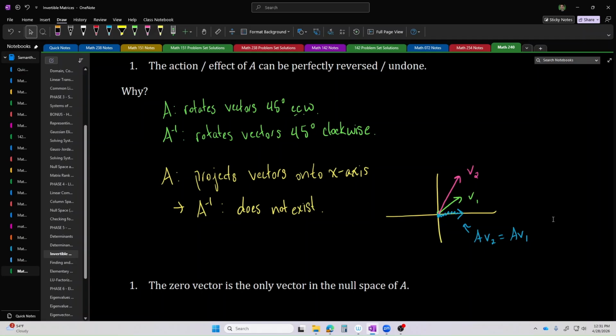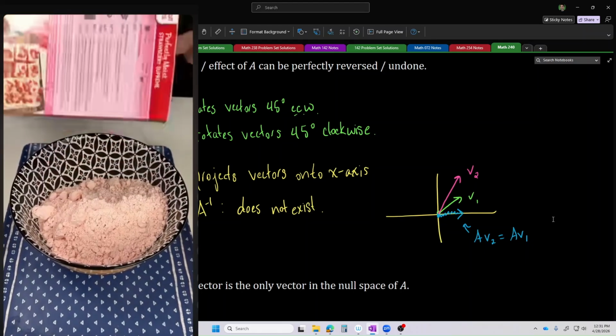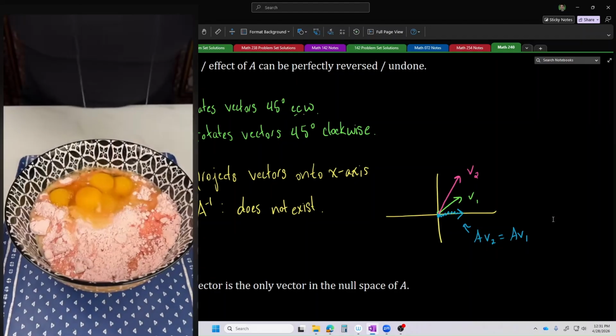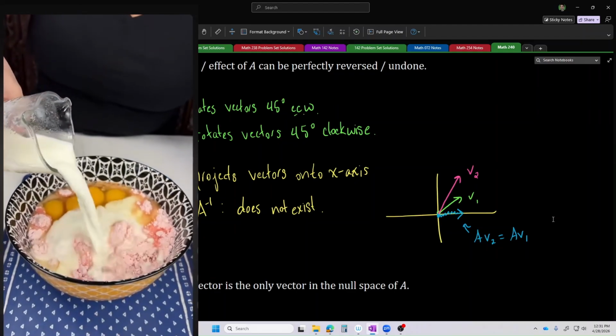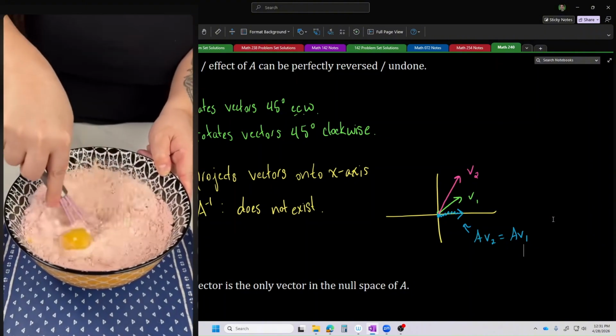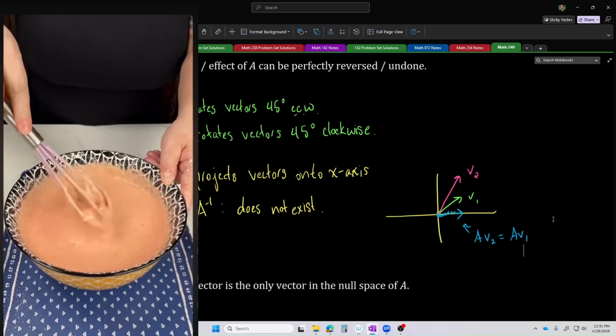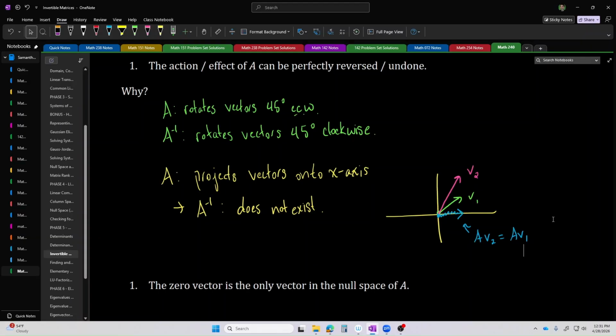I imagine it kind of like when you are making bread or cake mix, right? Once you've cracked in the egg and put in the water and the oil and mixed all of that together, you are not going to be able to undo that action and separate out the eggs, the oil, and the water. Once you've performed that action, there is no going back. That would be a situation akin to having a singular matrix with no inverse.